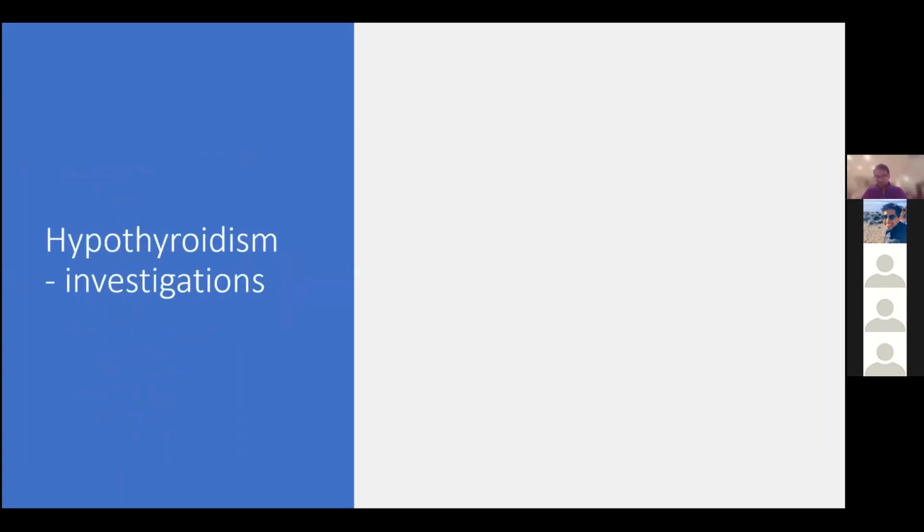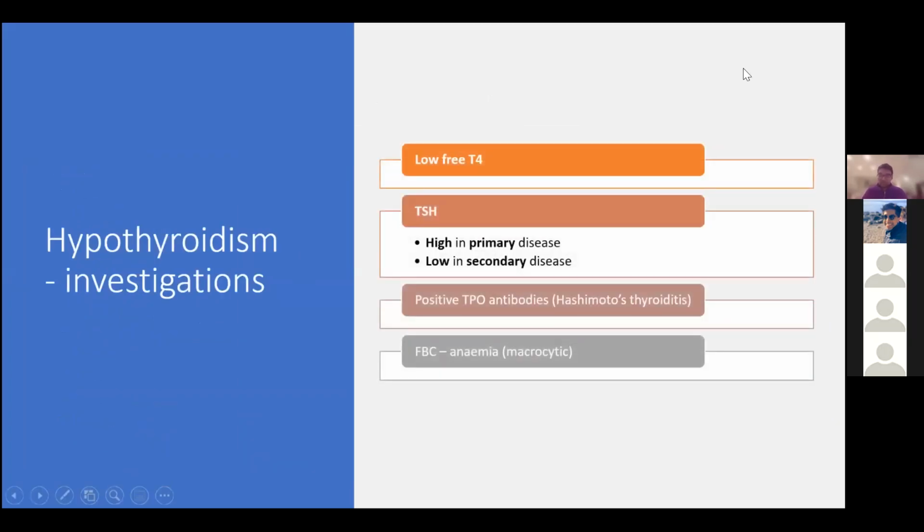So how do you investigate hypothyroidism? I already alluded to this earlier. First you do your thyroid function tests, and you would expect a low T4 or T3, and TSH will be either raised or decreased depending on whether it's a primary or secondary cause. To investigate further, you can do a full blood count. Patients with hypothyroidism are often anemic, which won't be helping with their tiredness, and this is usually a macrocytic anemia. If you're specifically thinking about Hashimoto's thyroiditis, they usually have positive TPO antibodies. These are antibodies against thyroid peroxidase enzymes, which are involved in thyroid hormone synthesis.